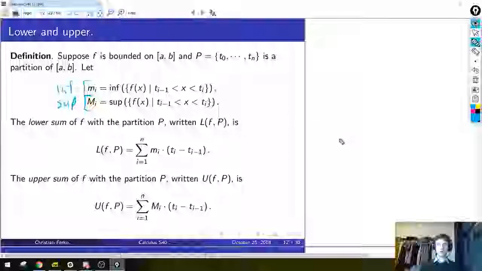Okay, then what? Well, then we want to define the two sums I showed you in that picture. So remember the dark gray sum with all of the lower bounding rectangles. So this was the dark gray. The upper sum was the light gray.